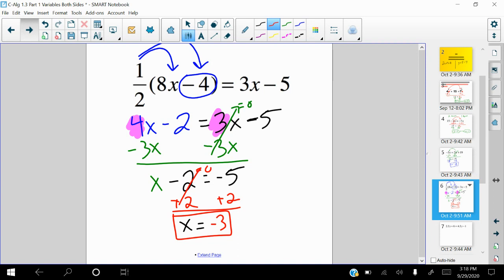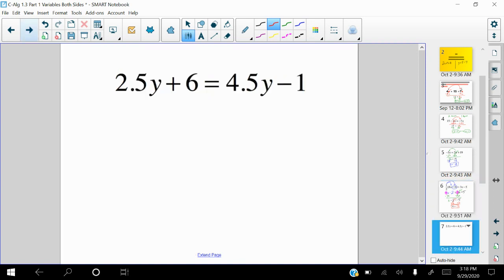All right, let's do one more. Last problem for right now. We have 2.5y plus 6 is equal to 4.5y minus 1. I again need to see, do I have anything to do to simplify either side first? Well, I have 2.5y plus 6. Those aren't like terms. I have 4.5y minus 1. Those are not like terms. So I need to move my variables over to one side. My biggest tip, again, is move your variables first when you have multiple terms on one side.